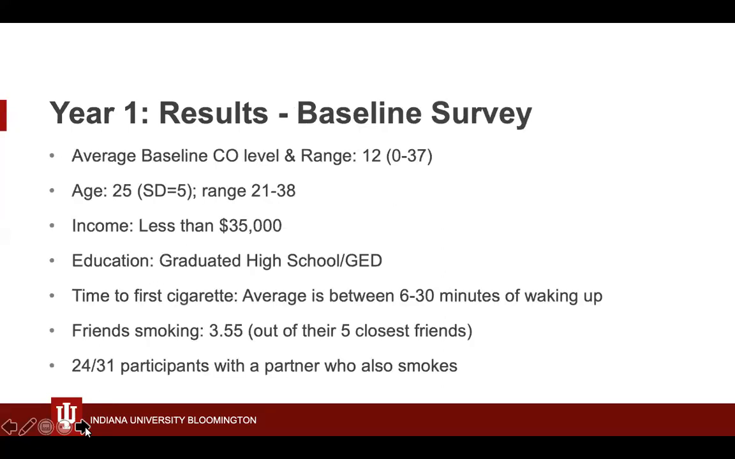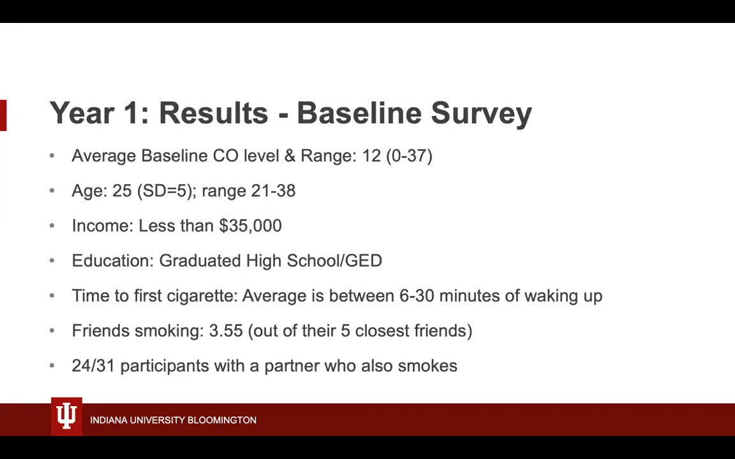Just some basic results from the baseline survey so you get a better idea of what our participants kind of look like. Our average baseline carbon monoxide level is usually around 12. Sorry about that. My dog is going to probably bark. But that has ranged from 0 to up to 37. So that's our highest CO level that we had. But again, average is around 12, which is still considered a heavy smoker.